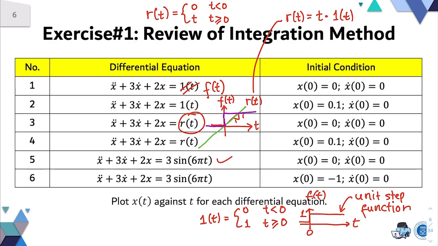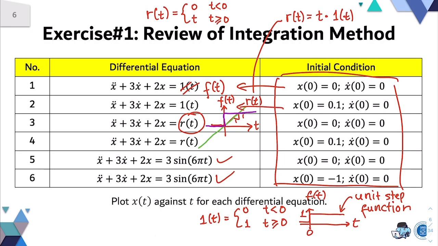Okay, sine function, I think you have got familiar with this. And this one is the initial condition associated with the differential equation.